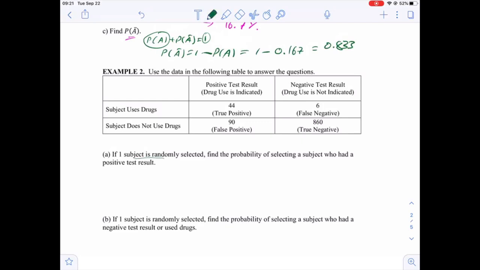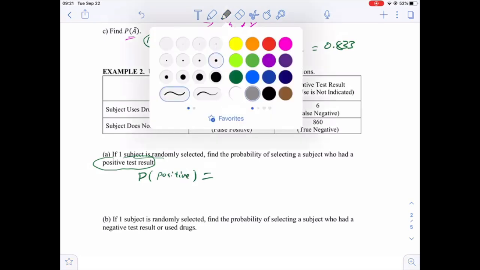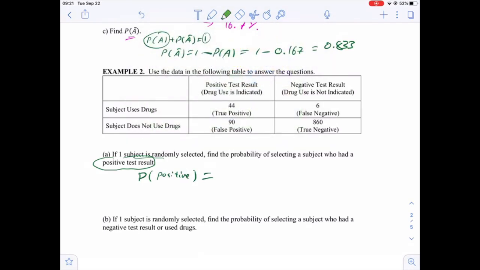Okay, so for this example, if one subject is randomly selected, find the probability of selecting a subject. We want to find the probability of selecting a subject who had a positive result. Probability of positive. What is the probability of positive? Positive test is in this column. So how many people are there, whether they use drugs or they don't use drugs? So we need to find the sum. The sum is 134. 134 over the total number.